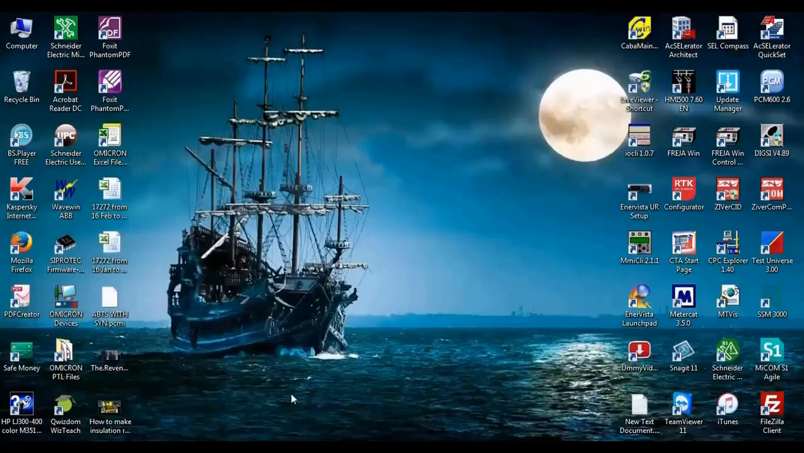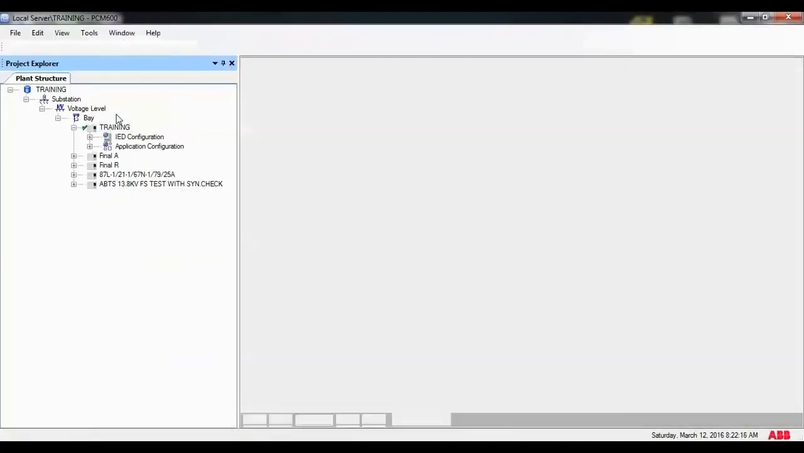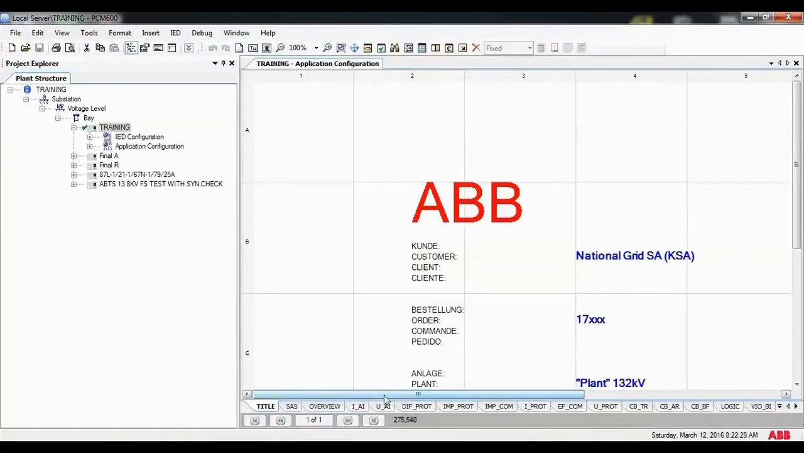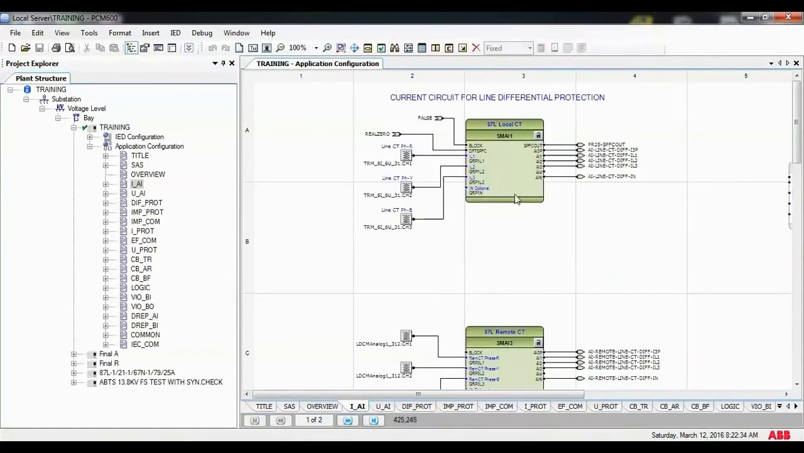This is the first function we will work on, which is line differential. The first thing we will open is the application configuration. We will first look at the connections of the CTs and the differential block, and after that we will get into the test itself. The first thing I have is the signal matrix analog input, which the CTs connect to.